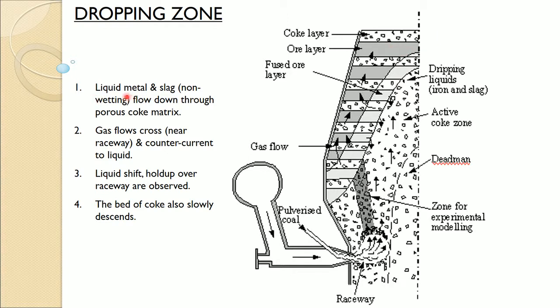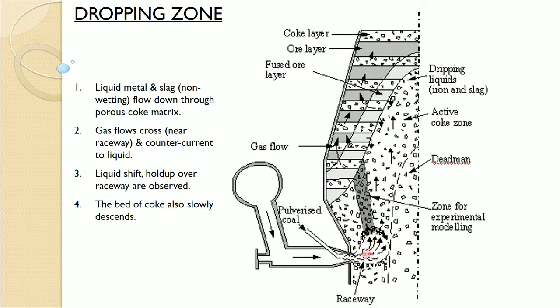So, the main phenomena which occur here: liquid metal and slag, which are usually non-wetting in nature with respect to coke, flow down through the porous coke matrix. So, you are already familiar now with the packed bed. So, it is like a packed bed. So, this is a coke matrix, gas flows across.